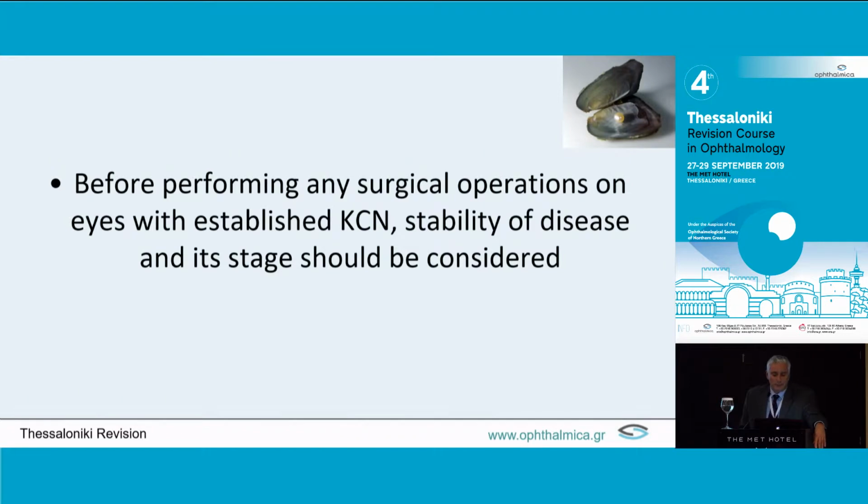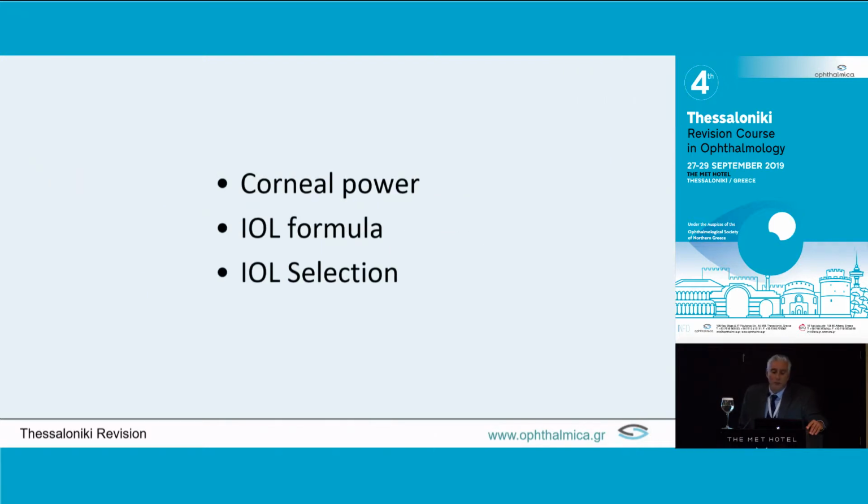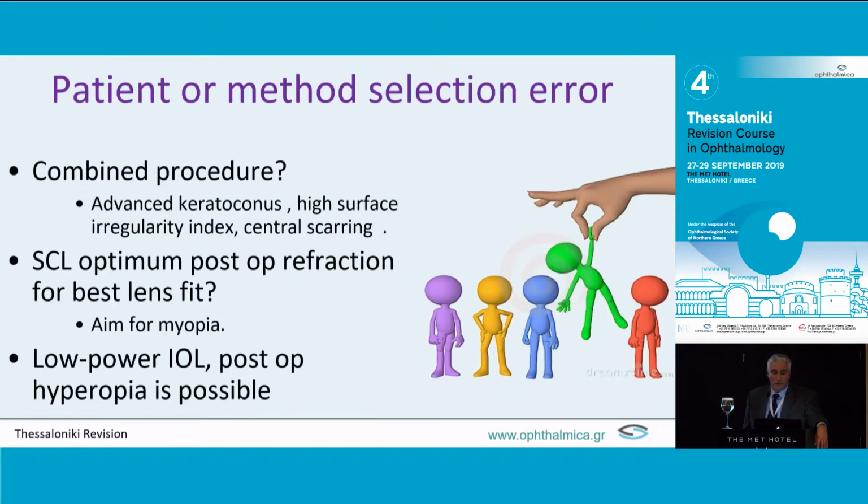Before doing any surgical operation, we have to be sure that there is a stable disease and that we know the stage of the cornea before we start choosing what kind of lens we're going to put in. It is difficult to identify in all irregular corneas, and by irregular astigmatism, I include keratoconus, keratoglobus, corneal graft, and post-refractive laser surgery cases. Choose the right formula and the right IOL.